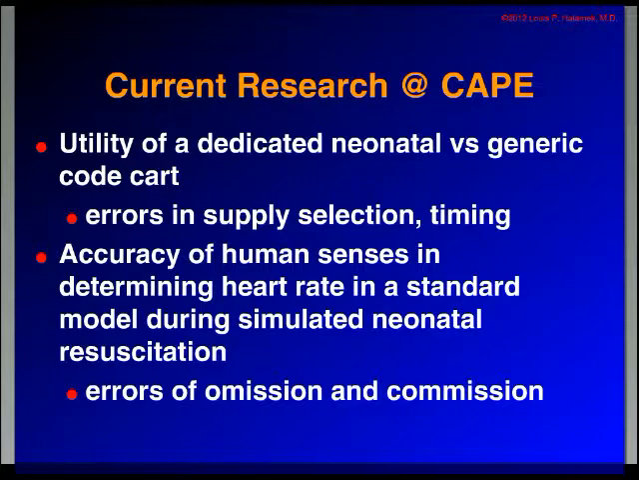So just to wrap up here, since we're coming up on a half an hour, some other examples of some things that we're currently doing or about to undertake at CAPE.